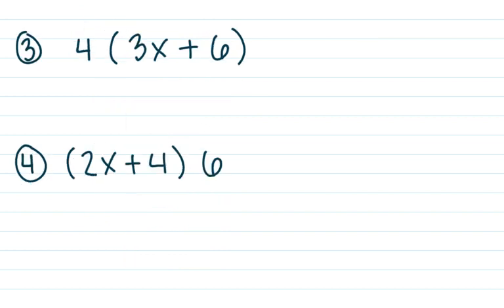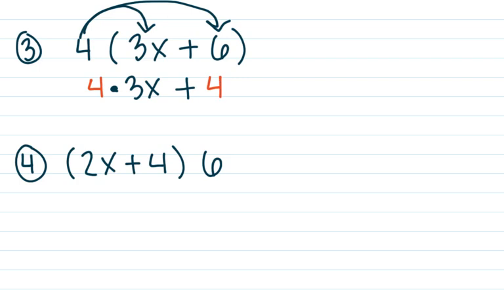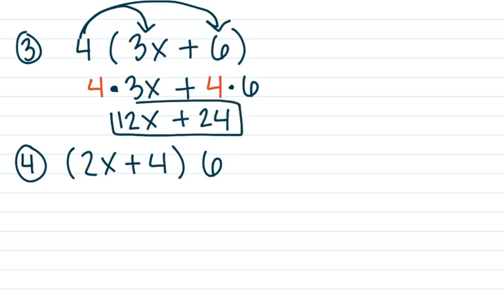Let's do some more examples here. So again, 4 is going to be distributed to that 3x. So that's 4 times 3x, plus 4 is being distributed to the 6. That is 4 times 6. Let's clean that up. 4 times 3x is 4 times 3, that's 12 total x's here. Plus 4 times 6, which is 24. So my simplified expression is 12x plus 24.